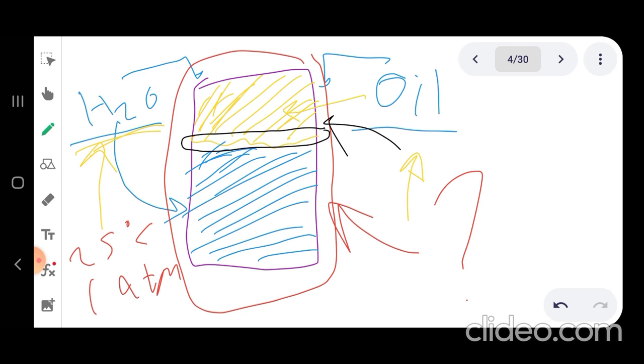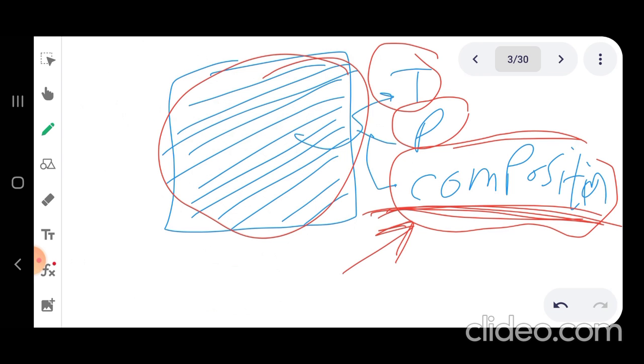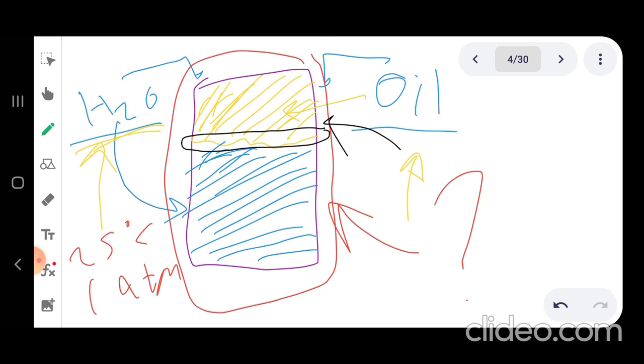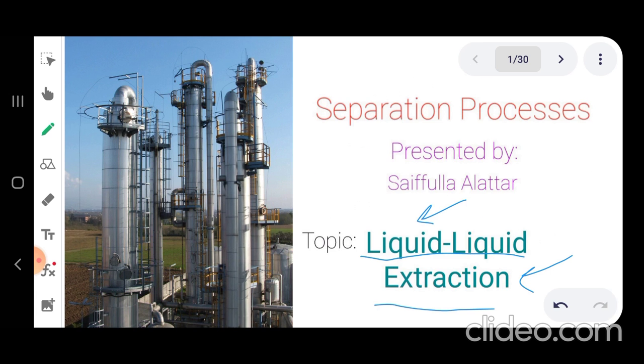Okay, so this is the meaning of liquid-liquid. This is how we can have two liquids that are in two different phases, because of the contrast in composition. Okay, so let's go back to the title. This is liquid-liquid, so we are talking only about two liquid phases, not like distillation where we have liquid and vapor. No, here we have liquid and liquid, but both are at different phases. Okay, liquid phase 1 and liquid phase 2.